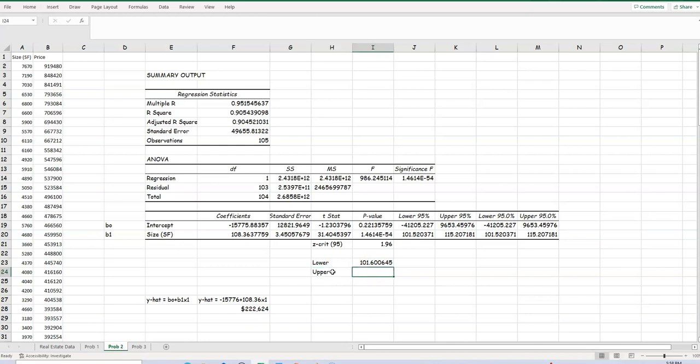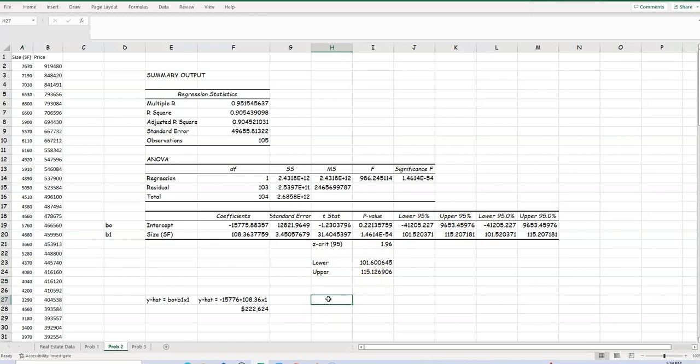For the upper bound, same thing. We're just going to add the standard error times the Z critical. So the average plus the standard error times the Z critical value. And so the range here for 95% confidence is going to be about 101 to 115.